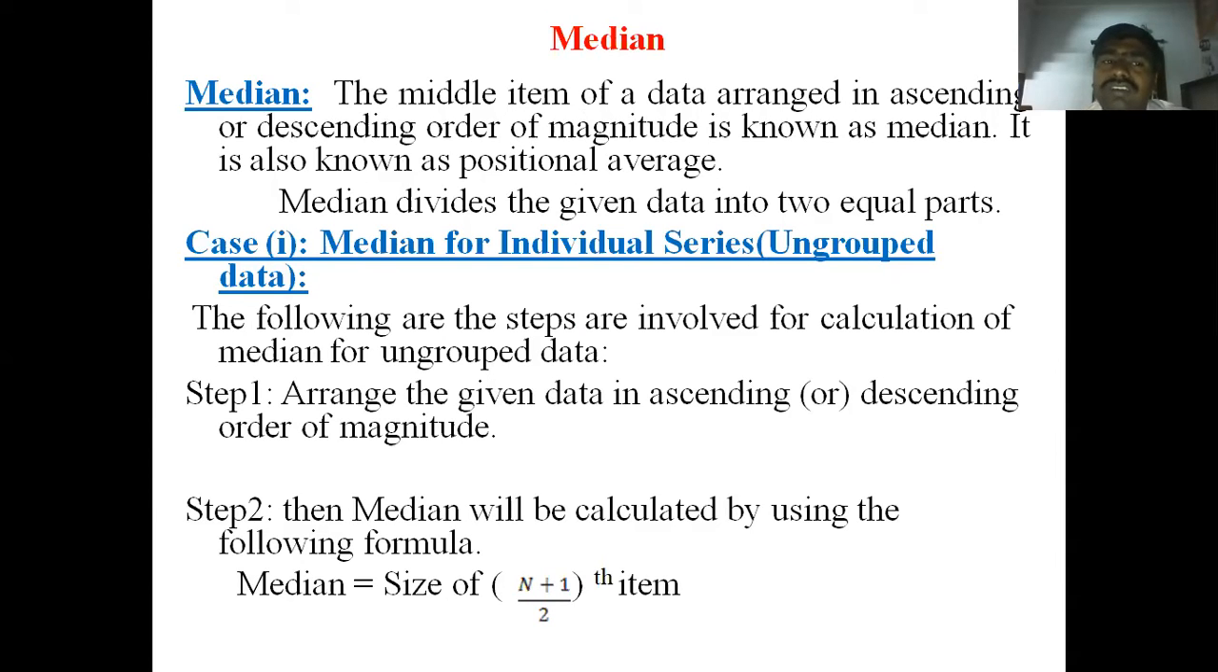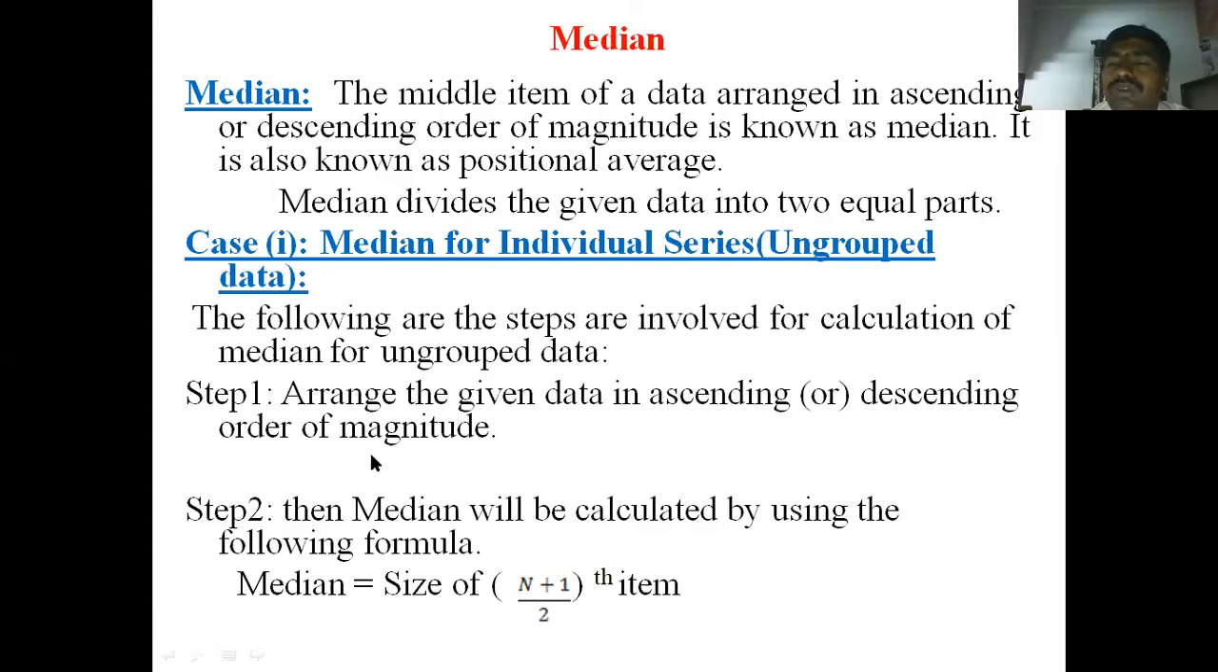Then what is the use of this median? By using this median, that centered value, it represents the positional average. That means where that centered value is located, the median also gives that. And not only that, the median divides the entire data into two parts. We are taking only the centered number, and that centered number divides the data into two parts.